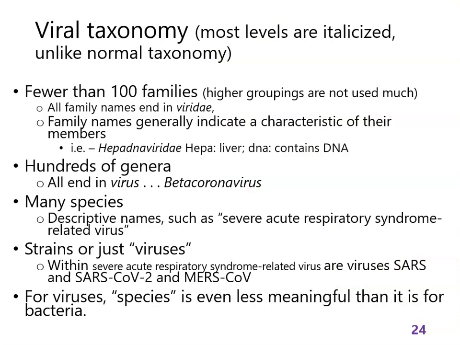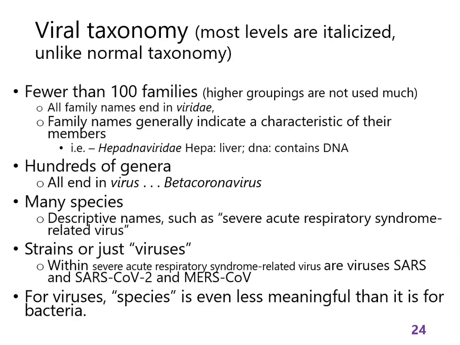And then viral taxonomy is a necessary field. We have to be able to name viruses and keep them straight and communicate about them. There are so many viruses, and they evolve so much faster than cellular life does. The taxonomy is different. At most levels you would italicize virus groups, which we don't do for things like bacteria and animals. And virus species get descriptive names like severe acute respiratory syndrome virus 2, SARS-CoV-2.